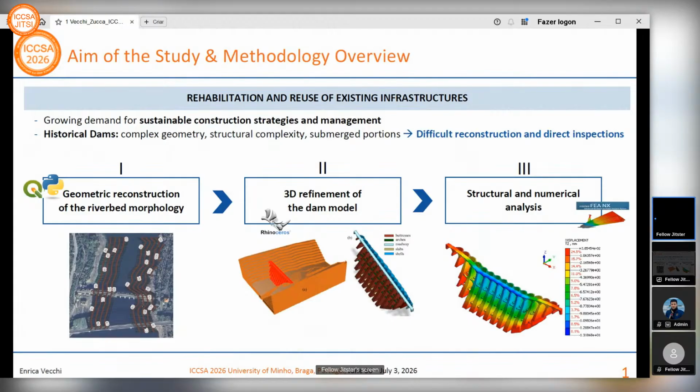In particular, concerning historical dams, these infrastructures have complex geometries, structural complexity, and also the presence of submerged portions. All these characteristics make this kind of study very difficult from a reconstruction and direct inspection point of view. So what we did is a multidisciplinary analysis articulated in 3 different stages. The first is the geometric reconstruction of the riverbed morphology, the second, the 3D refinement of the dam structure, and finally, the structural and numerical analysis.